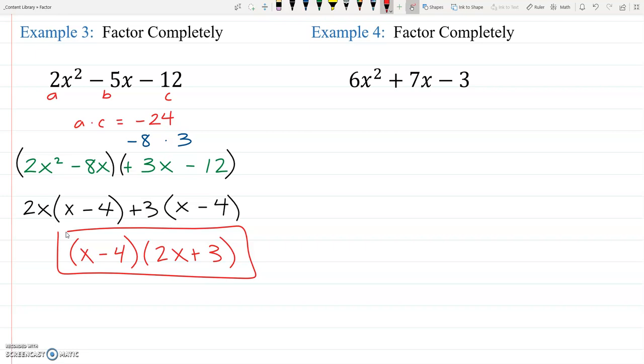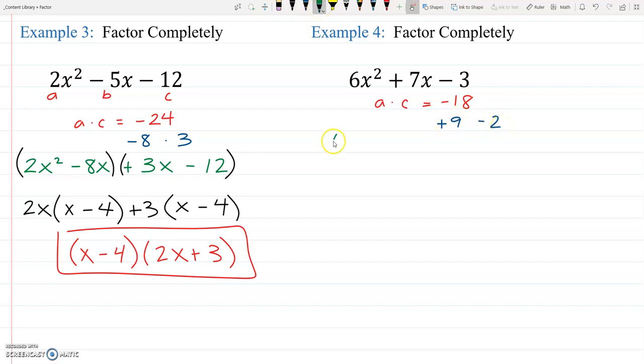All right, example 4. I'm going to do one more of these. I'm going to try to go quickly. I'm going to start by multiplying a times c. So 6 times negative 3 is negative 18. I need two numbers that multiply to give me negative 18 that add to give me 7. I'm thinking positive 9 and negative 2.